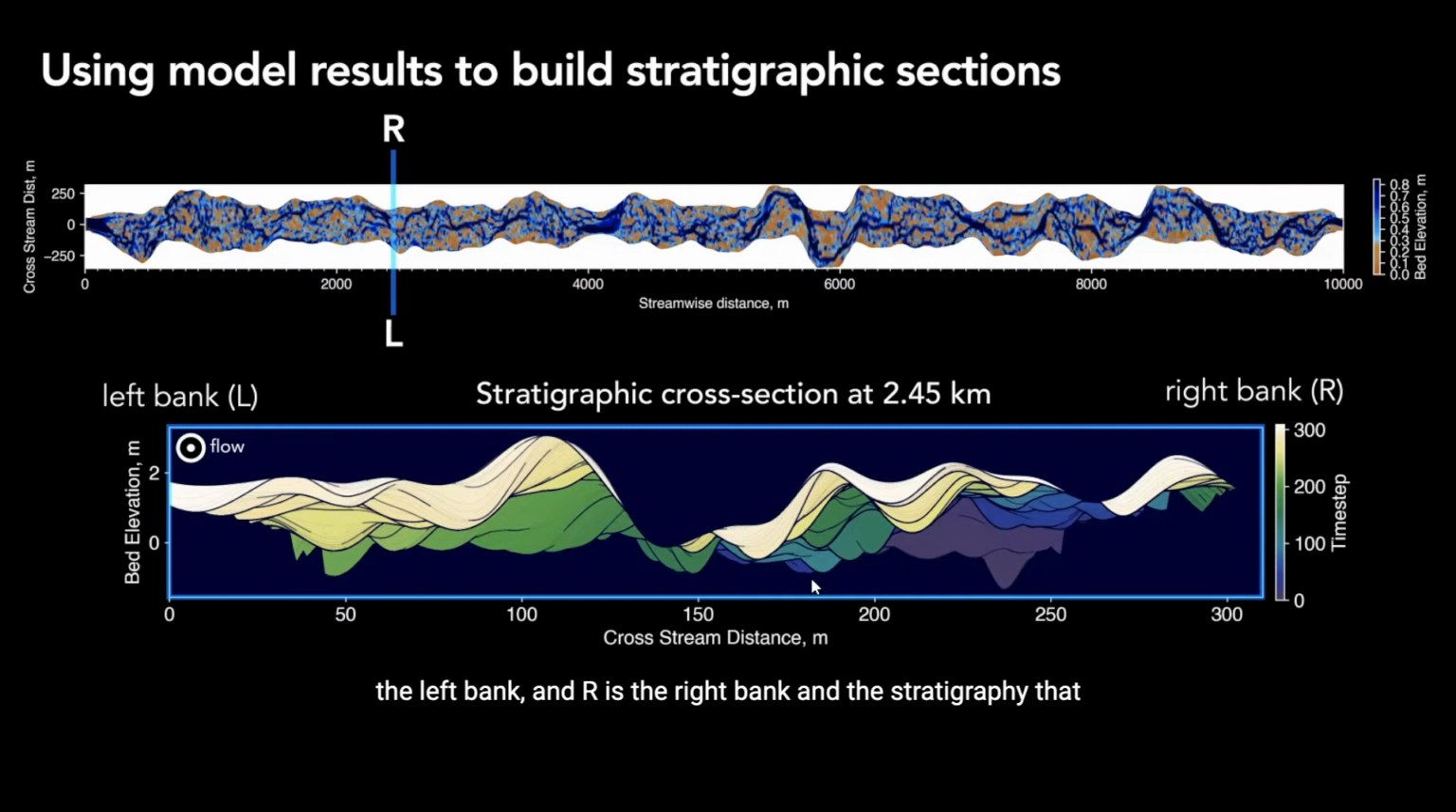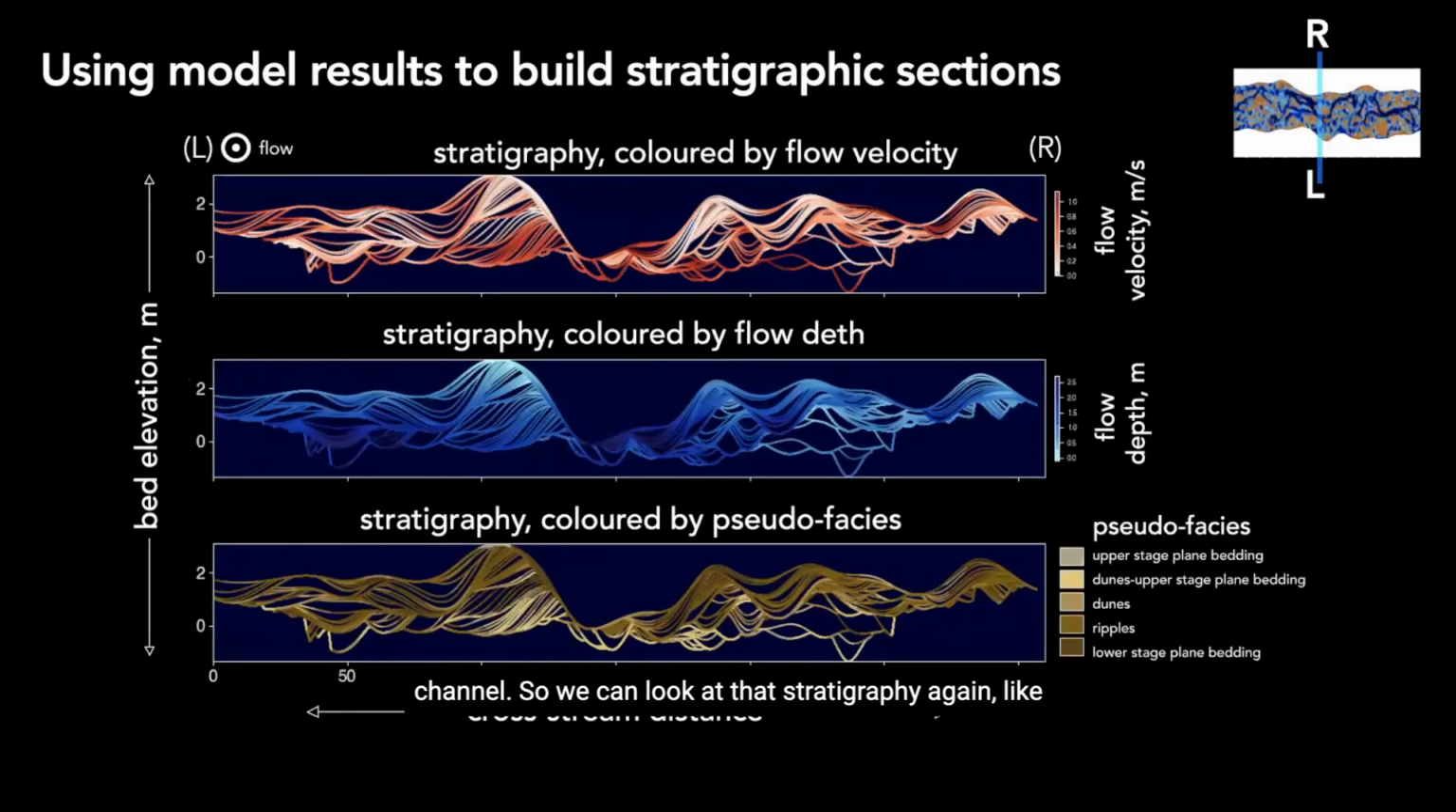And the stratigraphy that we produce from it, we can color it by time. We can color it by different attributes of the flow and get a sense of how those change both in time and in space in the channel. So we can look at that stratigraphy again, like I said, colored by the characteristics of the flow throughout the model run. So what I have colored on here is that same stratigraphic cross section located again from L to R. But here we have it colored first by flow velocity, and then I have it colored by flow depth at the time that sediment was deposited.